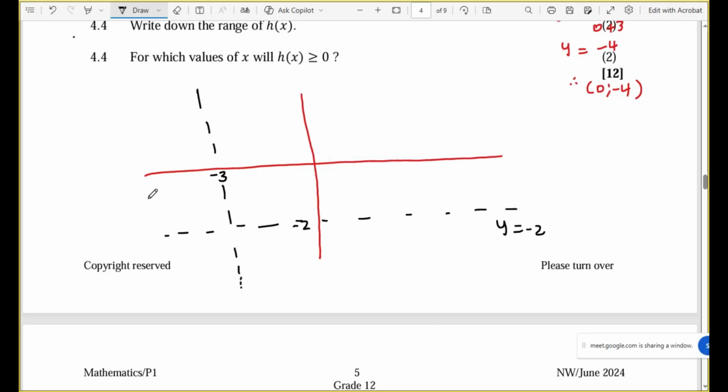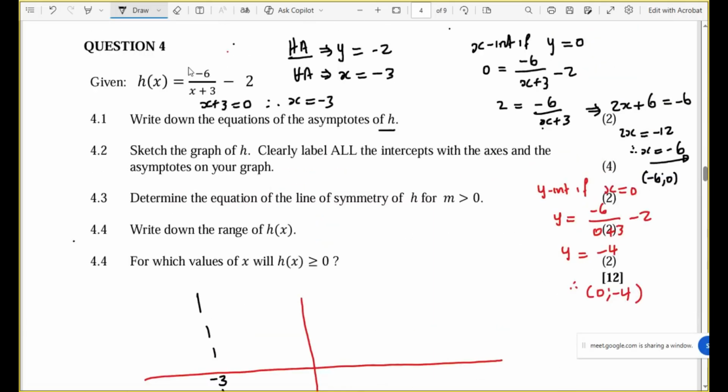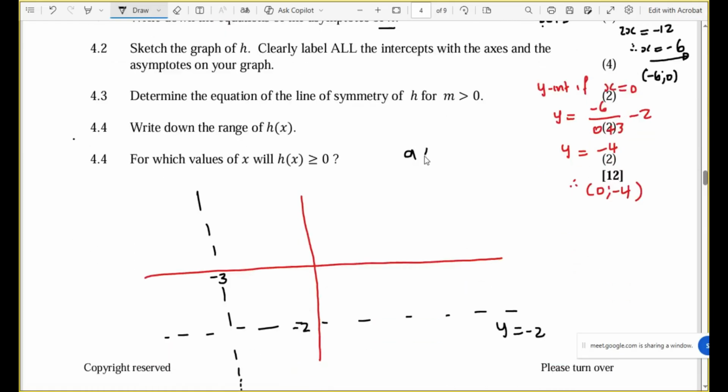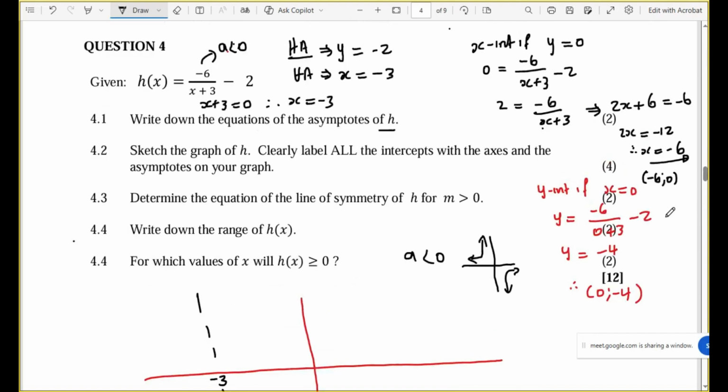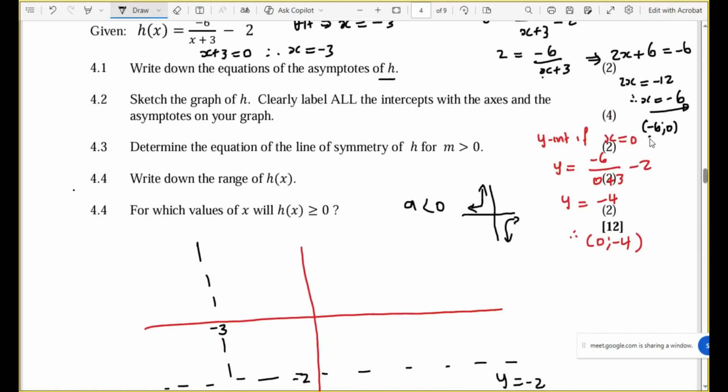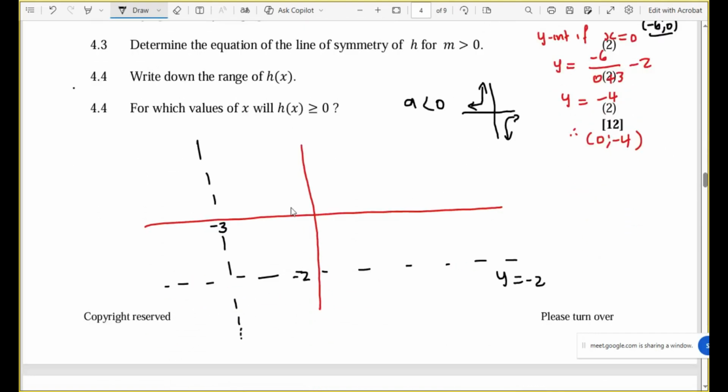So look at the standard form of the graph. The value of a is negative, so a is less than 0. If a is less than 0, your graph is in quadrant 3 and quadrant 4. Let's plot the x and y intercepts. Let's first start with minus 6 and 0. That's the x-intercept. Minus 6 and 0, we can put it somewhere there. This is minus 6. This tells you that the graph will move in like this.